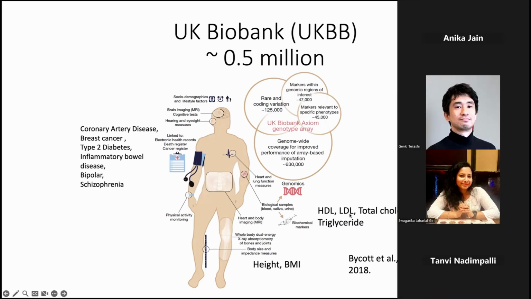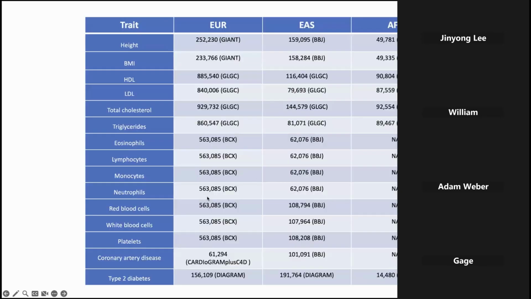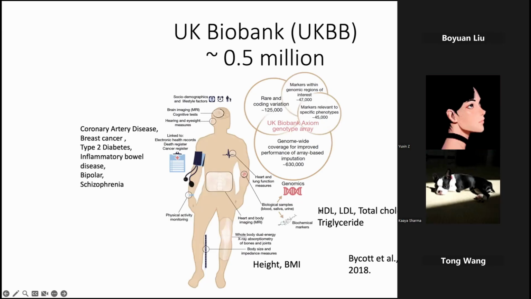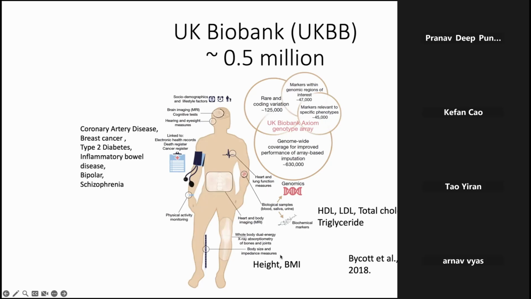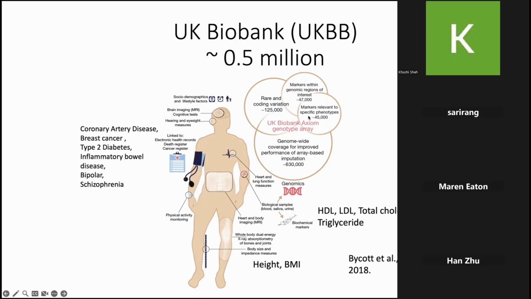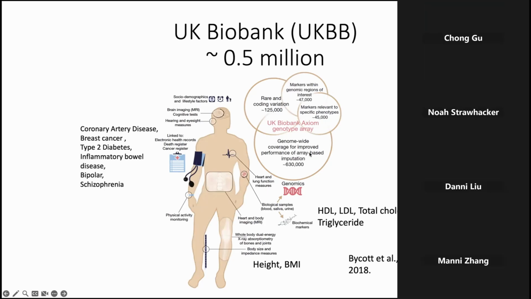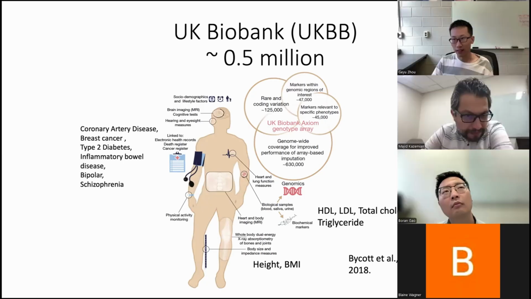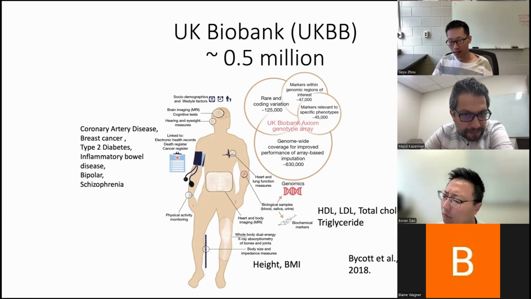So what we do is we use the public data to train the prediction model, and then we apply the prediction model to predict the value, for example, for height in the UK Biobank based on the genetic information. Then we correlate the predicted value of height with the real observed value of height to measure the prediction accuracy and to compare the performance of different methods.